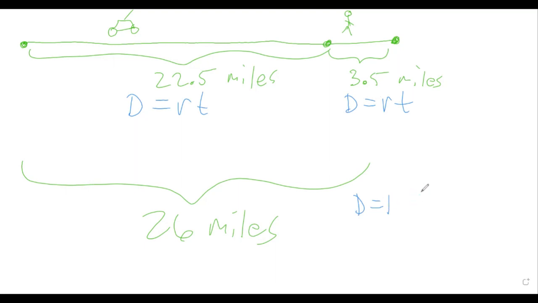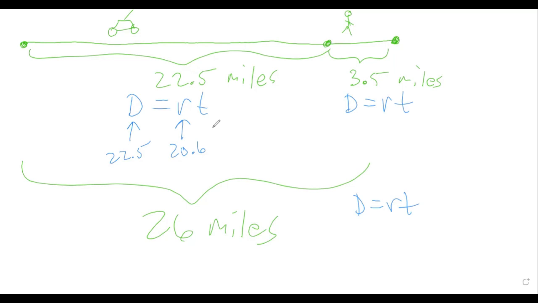Let's focus on just the bicycle. In the math problem, they tell us that R is 20.6 miles per hour, and the distance is 22.5. Distance equals rate times time. We know the distance and how fast, so if you divide this into that, you're going to get the time. So let's take 22.5 and divide it by 20.6.